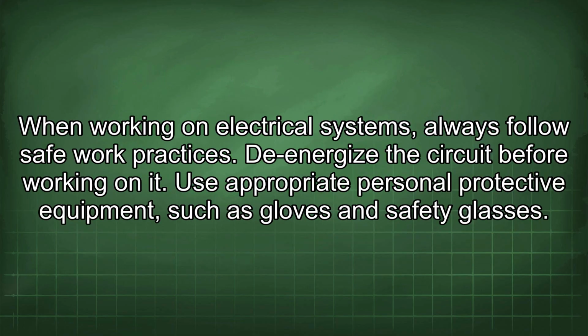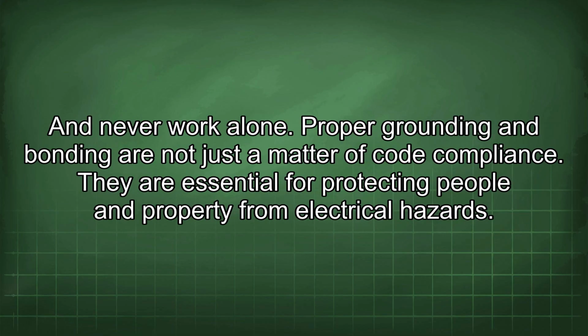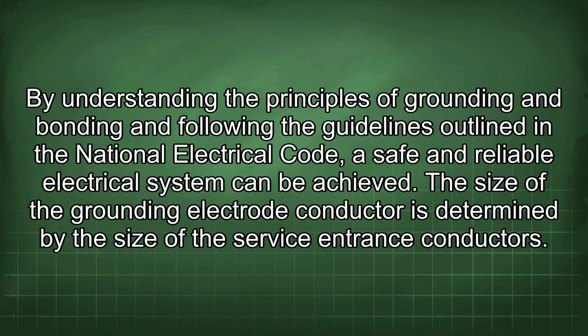When working on electrical systems, always follow safe work practices. De-energize the circuit before working on it. Use appropriate personal protective equipment, such as gloves and safety glasses. And never work alone. Proper grounding and bonding are not just a matter of code compliance. They are essential for protecting people and property from electrical hazards. By understanding the principles of grounding and bonding and following the guidelines outlined in the National Electrical Code, a safe and reliable electrical system can be achieved.